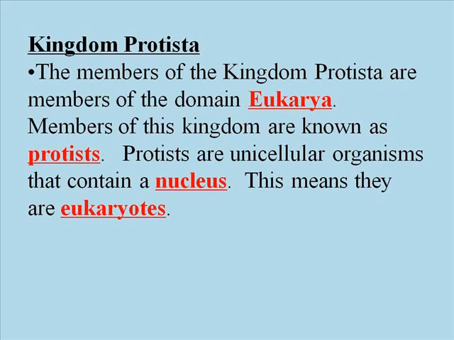Now, members of the Kingdom Protista belong to the domain Eukarya, which means they are eukaryotes. Eu means true, karyon means nucleus. You can find these on the word wall in the classroom. So eukaryotes are any type of life form that has a nucleus protecting the genetic material in their cells.